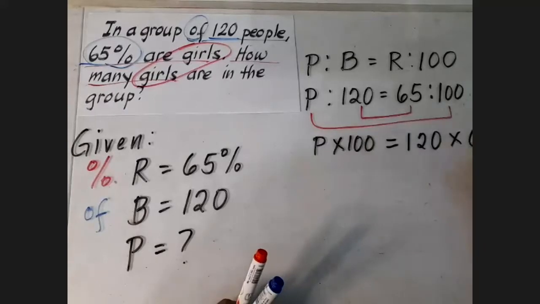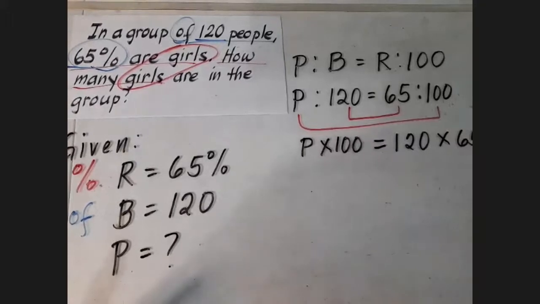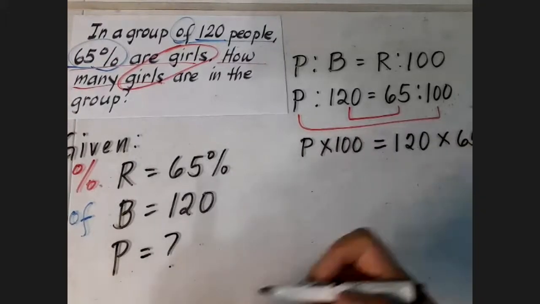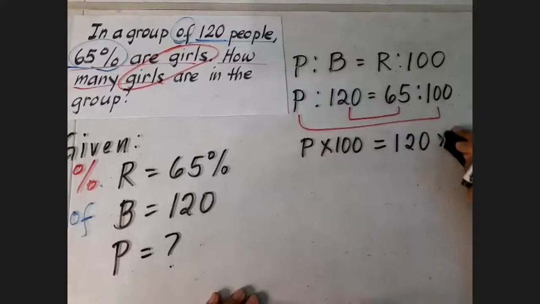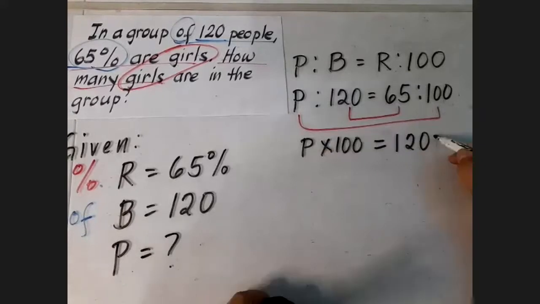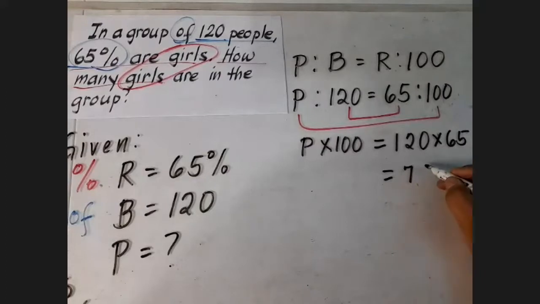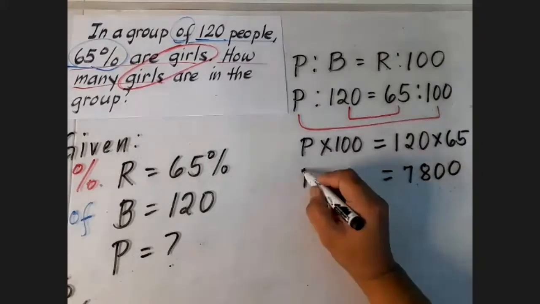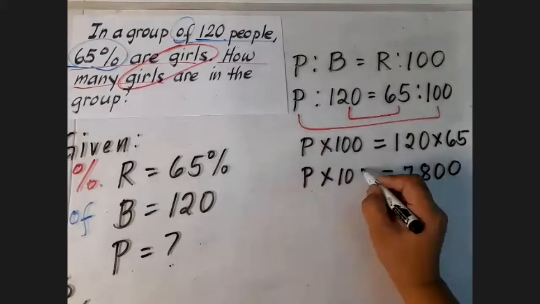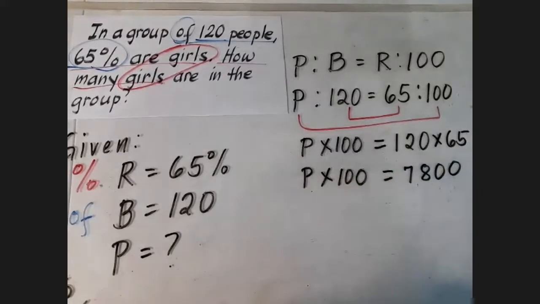times 65. It's 7,800. Okay? And that is P times 100. Okay? Now, we solve for P.